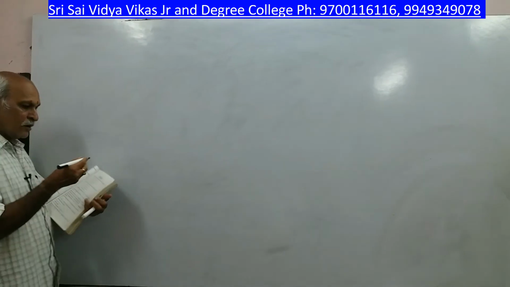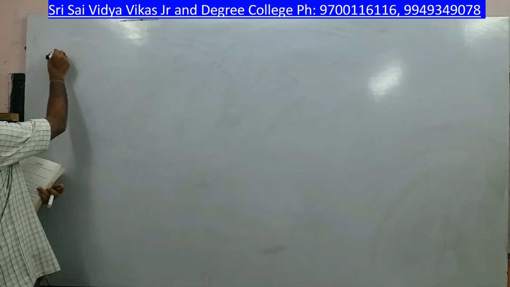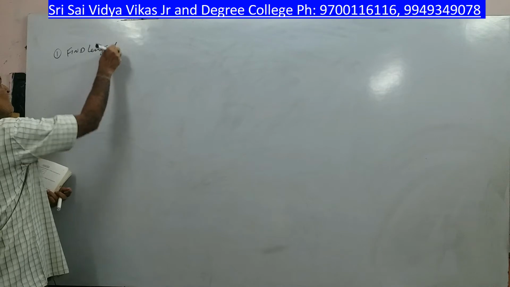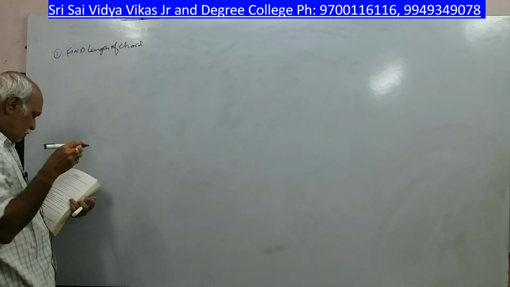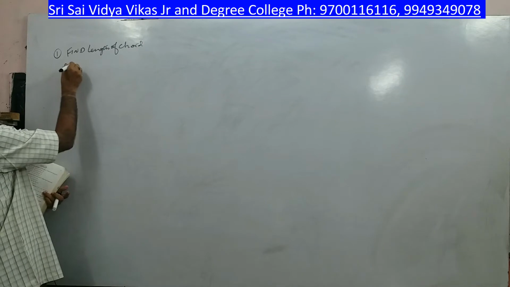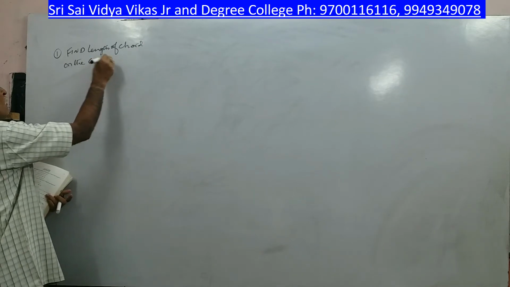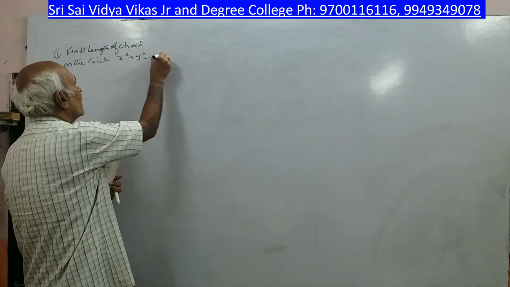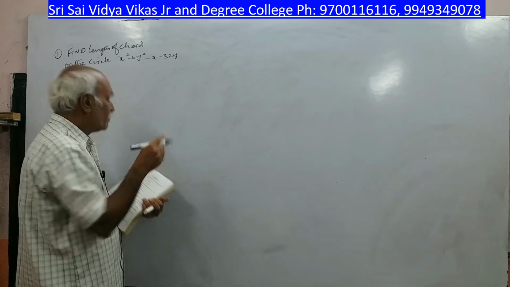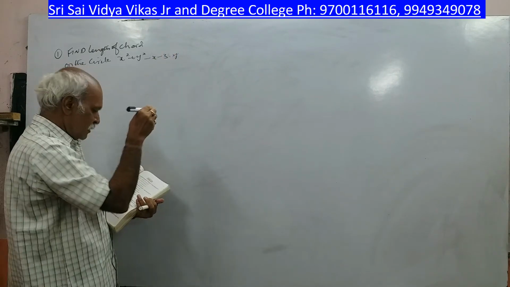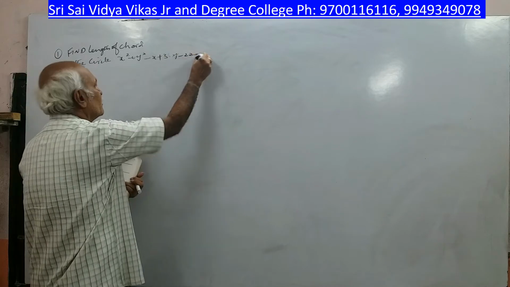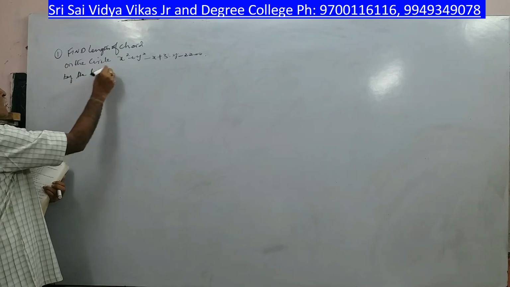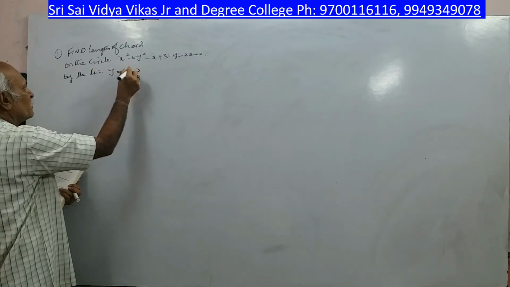Okay, we'll start today. Length of the chord problem, sir. First problem. Find the length of the chord on the circle x square plus y square minus x plus 3y minus 22 is equal to 0 by the line y is equal to x minus 3.